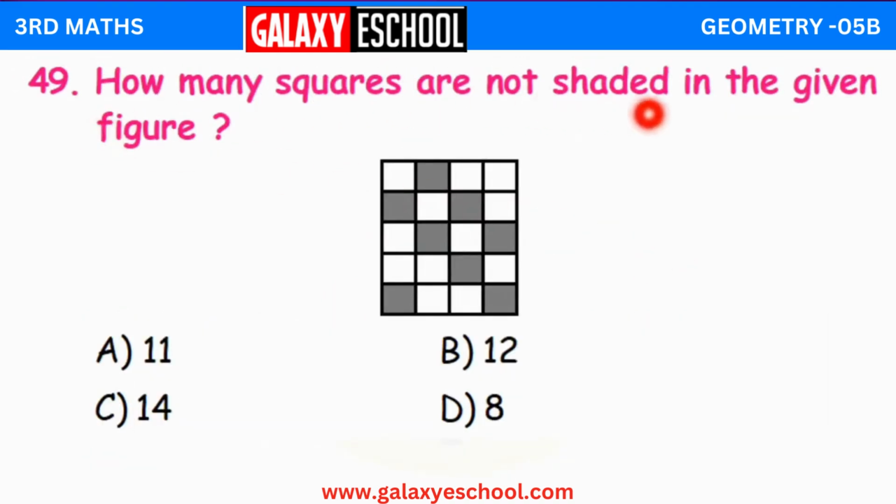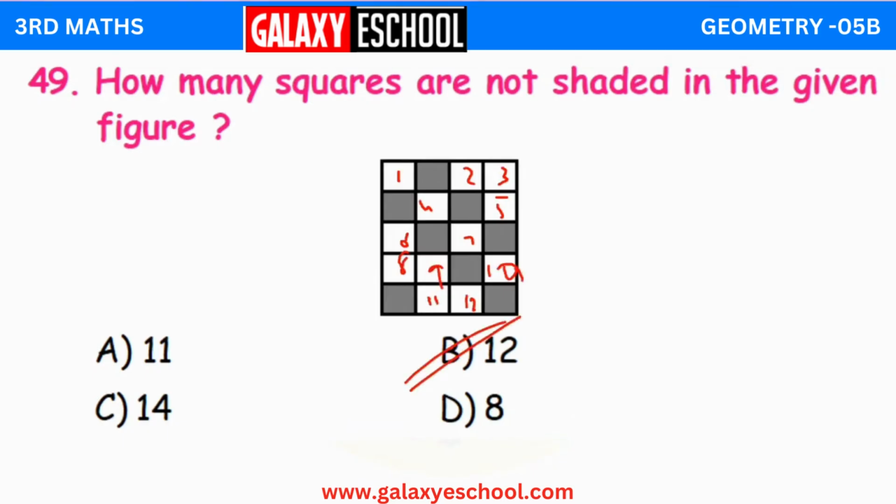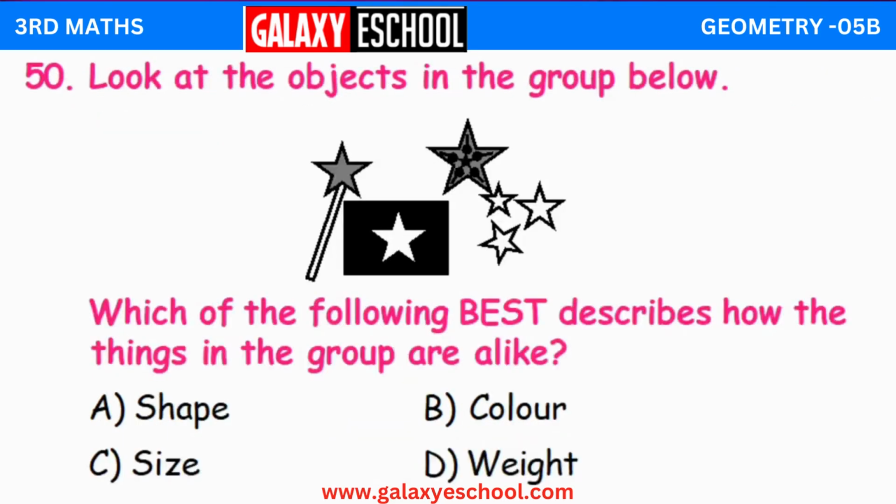Question 49. How many squares are not shaded in the given figure? Not shaded: 1, 2, 3, 4, 5, 6, 7, 8, 9, 10, 11 and 12. Yes, so option B, 12 becomes our correct answer.